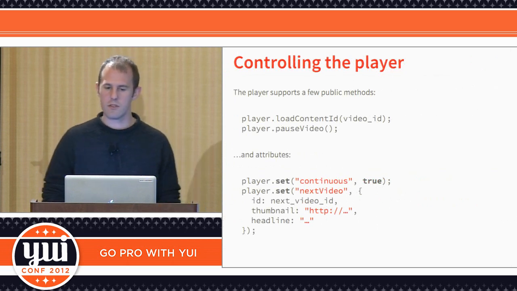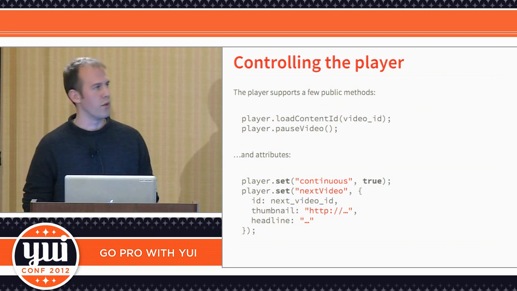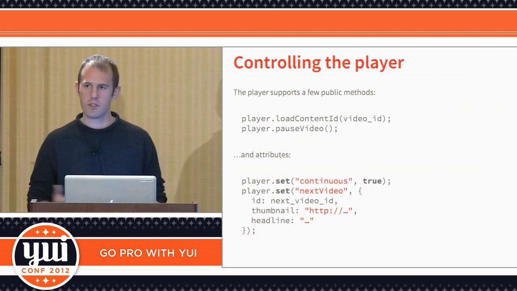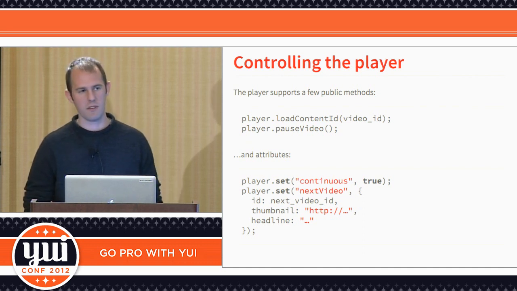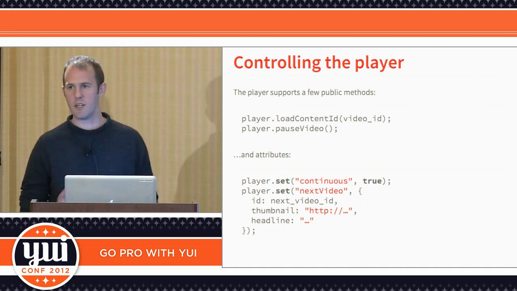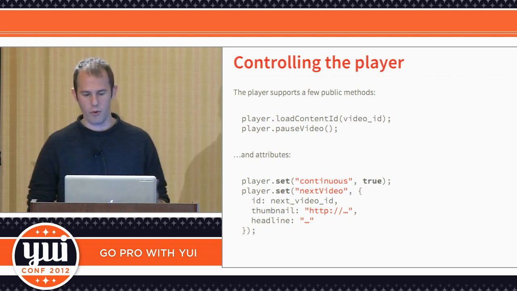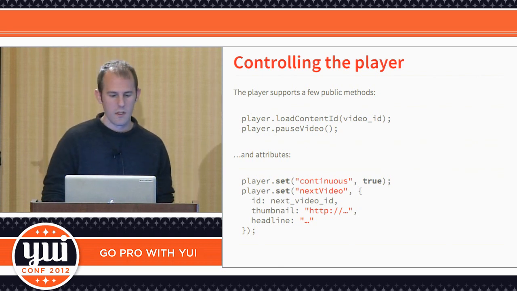Controlling the player also supports several public methods. Here are some examples. You can load content into the player after it's been initialized. You can pause the video and play, seek. Pretty much anything that a user could do via native controls, we can also do via JavaScript as the page is running. So we have a lot of flexibility in terms of integrating with other applications that might be running on the page. We also support attributes like this, which is how our continuous play works, just by a developer toggling continuous play on, true or false.